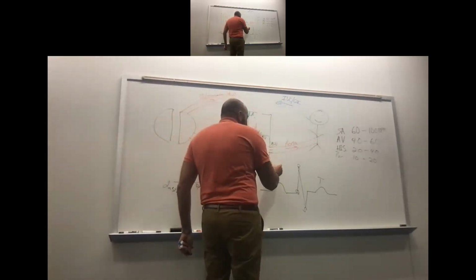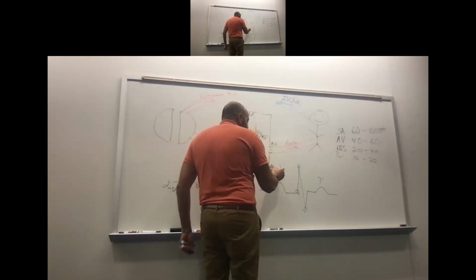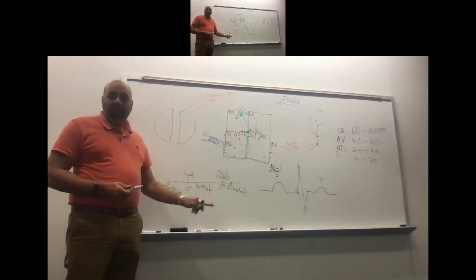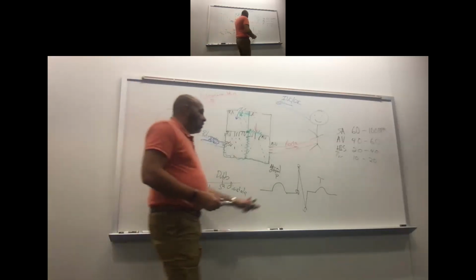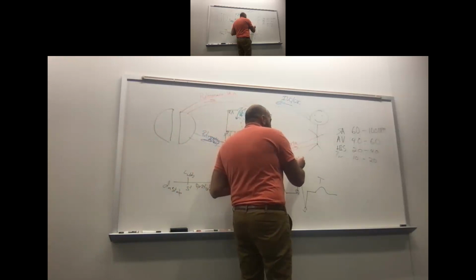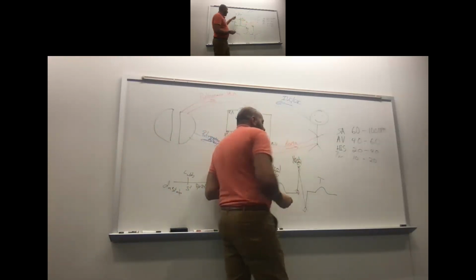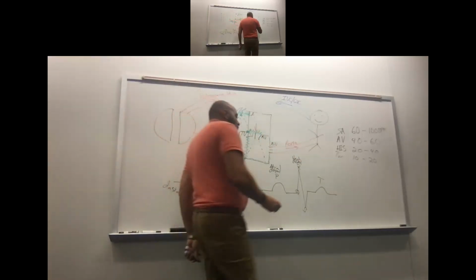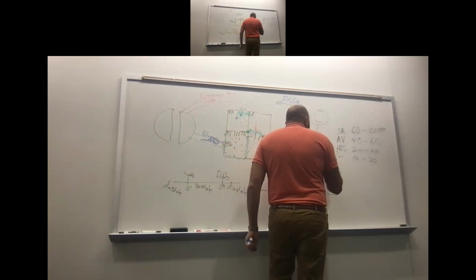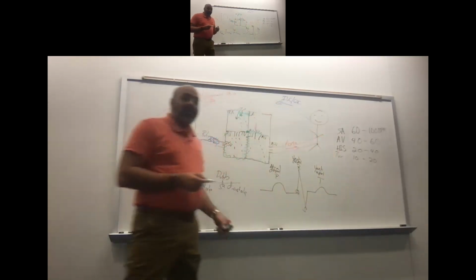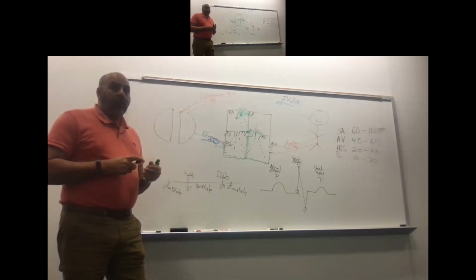So this is atrial depolarization. That is the electricity traveling through the atria. QRS represents ventricular depolarization. That is the contraction through here. And then the T wave represents ventricular repolarization. That is the relaxation of the ventricle.